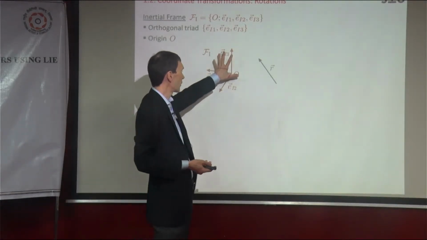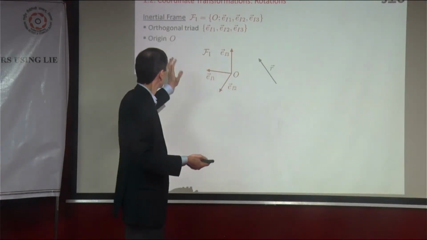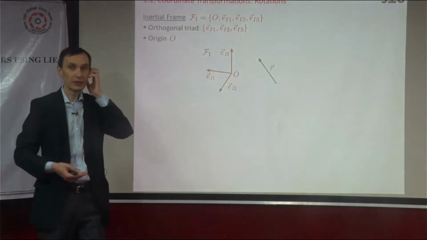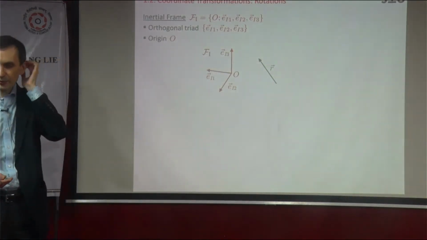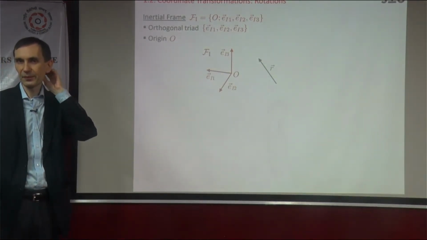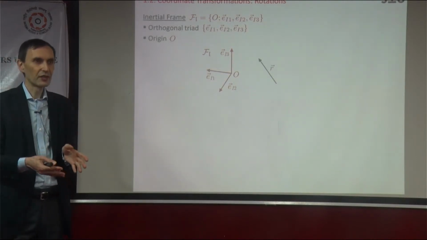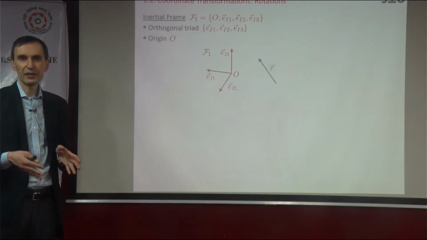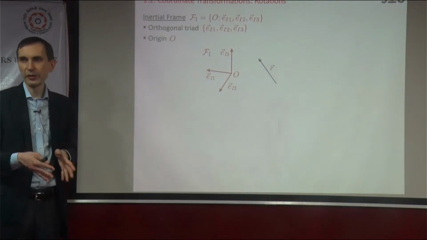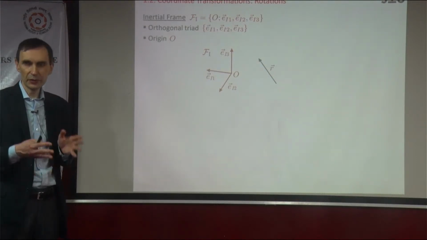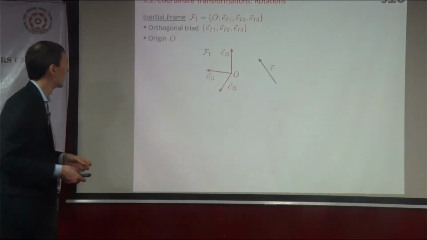Okay, so let's say we have a frame, and let's call this Fi. And usually I is supposed to mean inertia frame. So you know what an inertia frame is? The inertia frame is one that is fixed to the ground, so to say. So it's not moving. A non-moving frame is an inertia frame.